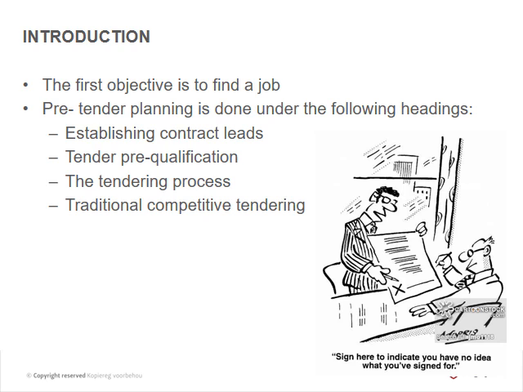Then pre-tender planning is done under the following headings. Establish the contract leads, pre-tender qualification, the tender process, traditional competitive tendering. Okay, so basically what it says is you have certain things that you need to do. You need to network, you need to get the papers where the adverts are of the tendering procedures. You need to go onto Public Works website and etc. So you have to look for work.